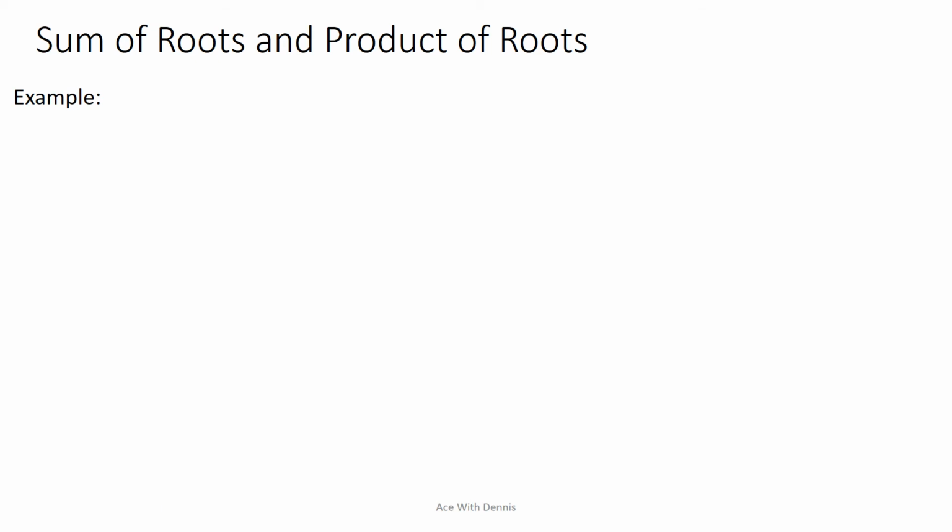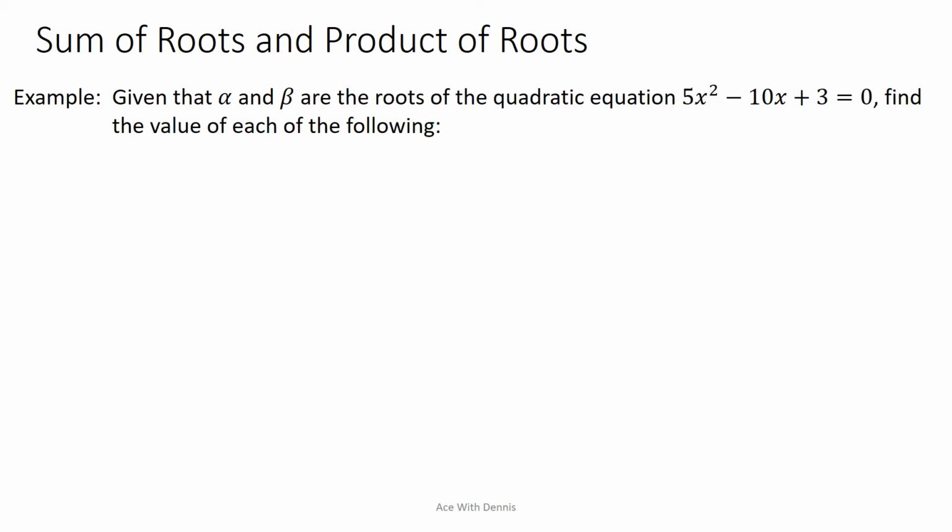Let's look at one example. Given that alpha and beta are the roots of the quadratic equation 5x squared minus 10x plus 3 equal to 0, find the value of each of the following: a, alpha plus beta; b, alpha times beta; c, alpha squared plus beta squared; d, 1 over alpha plus 1 plus 1 over beta plus 1.